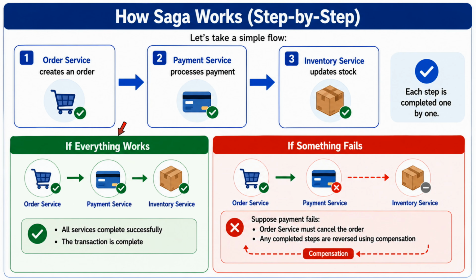Everything remains consistent. If something fails, now imagine payment processing fails. The system cannot continue normally. So the Saga pattern starts compensation actions. The order service cancels the order. Any completed steps are reversed. This process helps the system to return to a consistent state.